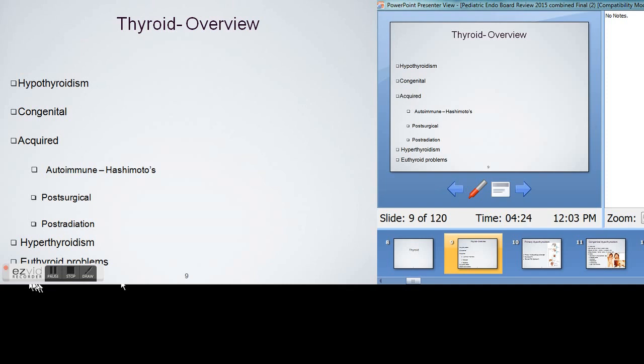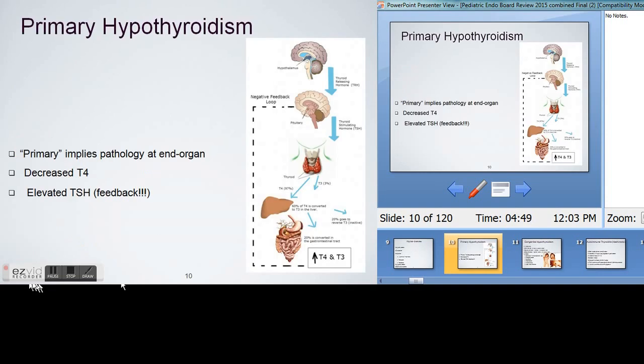All right, moving on, thyroid. So with the thyroid, we have to think about hypothyroidism, which could be congenital or acquired. Acquired hypothyroidism is usually autoimmune in the US. That's the most common form: autoimmune chronic thyroiditis, Hashimoto's thyroiditis, all the same thing, or it could be post-surgical or post-radiation. Also, we'll talk a bit about hypothyroidism and some euthyroid problems.